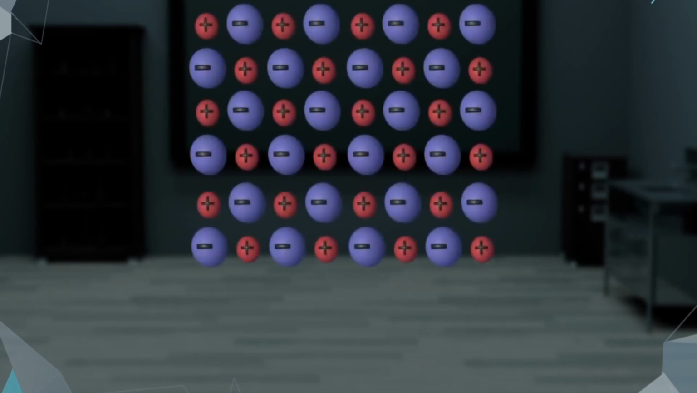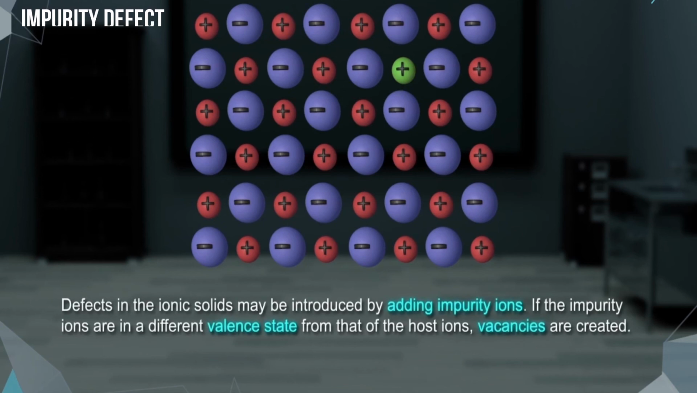Now let's start with impurity defect. So far we discussed point defects where there are no foreign atoms. Foreign particles can occupy interstitial sites or lattice sites in the crystals. Defects in ionic solids may be introduced by impurity ions if the impurity ions are in a different valence state from that of the host ion. Vacancies are created.